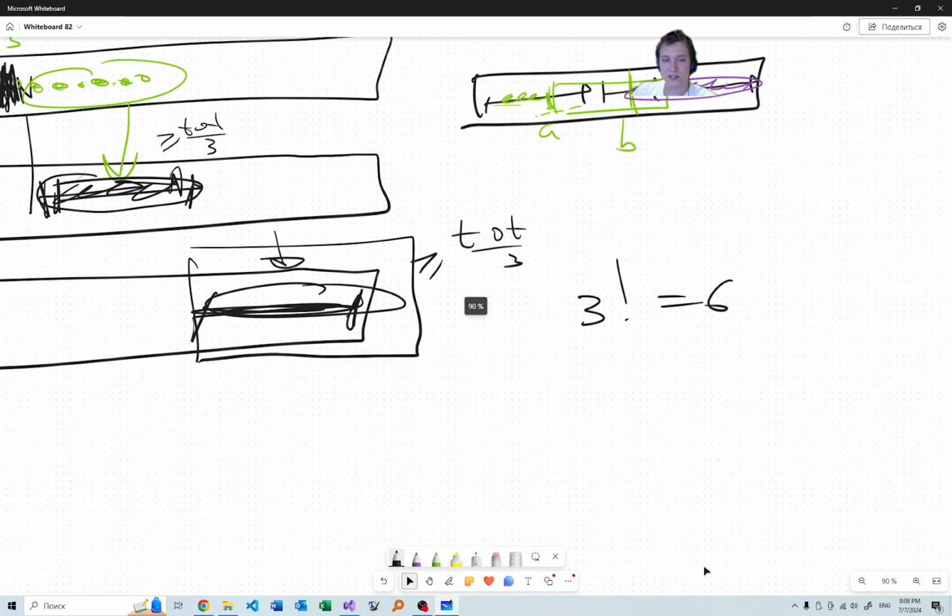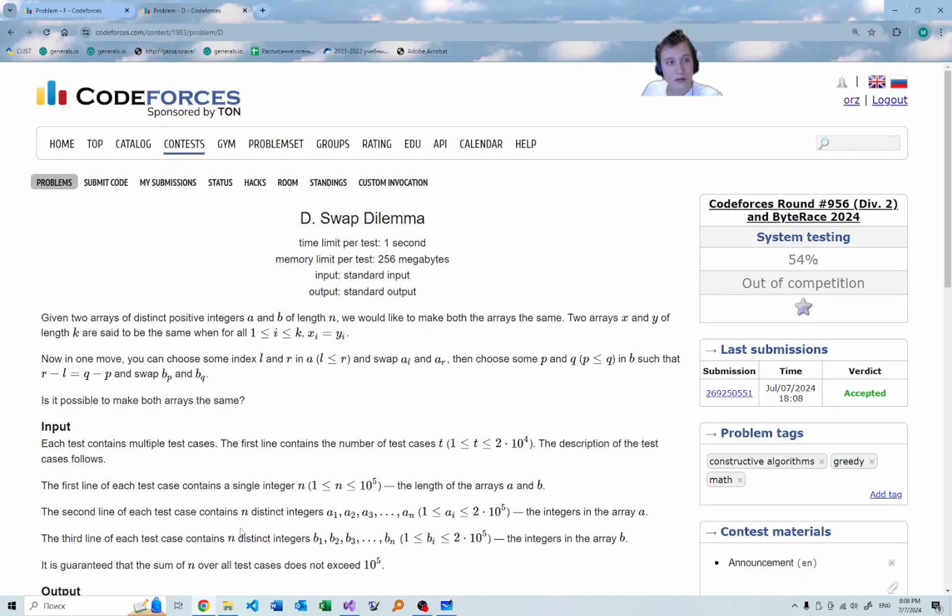Okay, we have two arrays, array A and array B. We can make two simultaneous swaps.